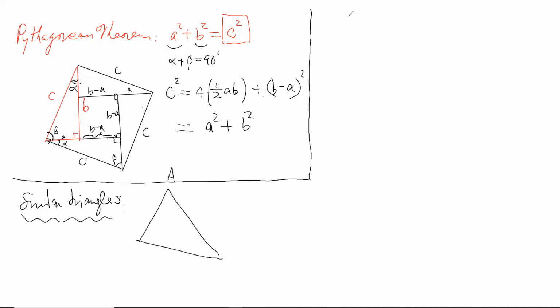A, B, and C here, right? And then you also have a triangle A prime, B prime, and C prime, agree? Let me call the corresponding sides A, this is A prime, and B, and this is B prime, and C, this is C prime.